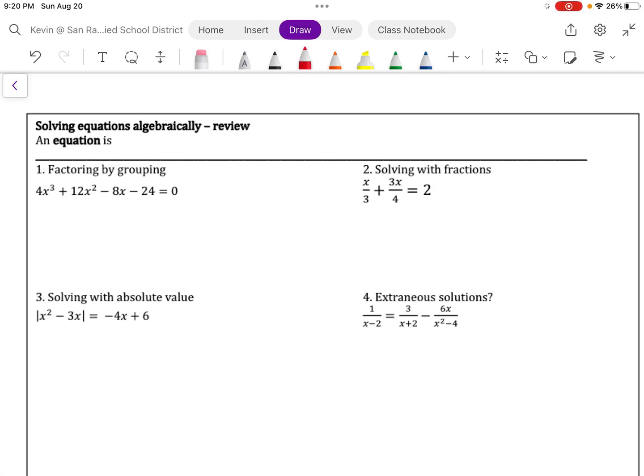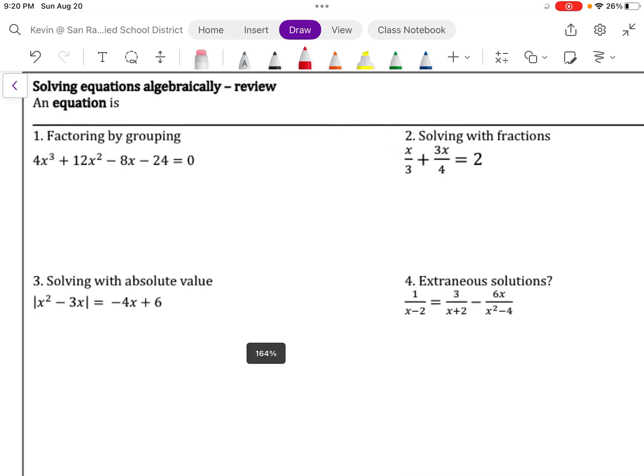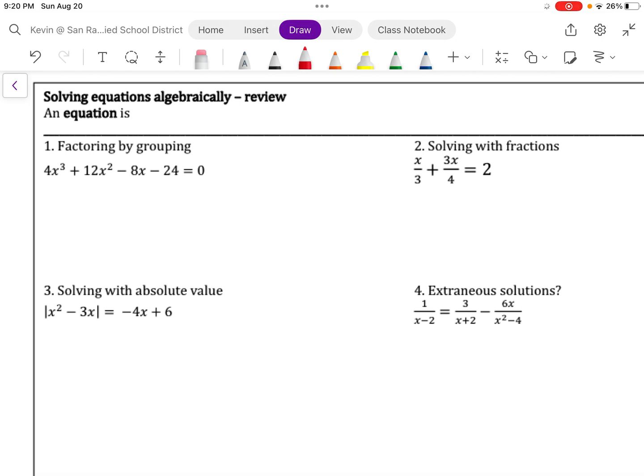Okay, this is Appendix B. Not sure which page this is, but I'll have it marked in there. This is just an assortment of equations that we're going to solve. So solve equations algebraically, basically, however we can. So this first one says factor by grouping.